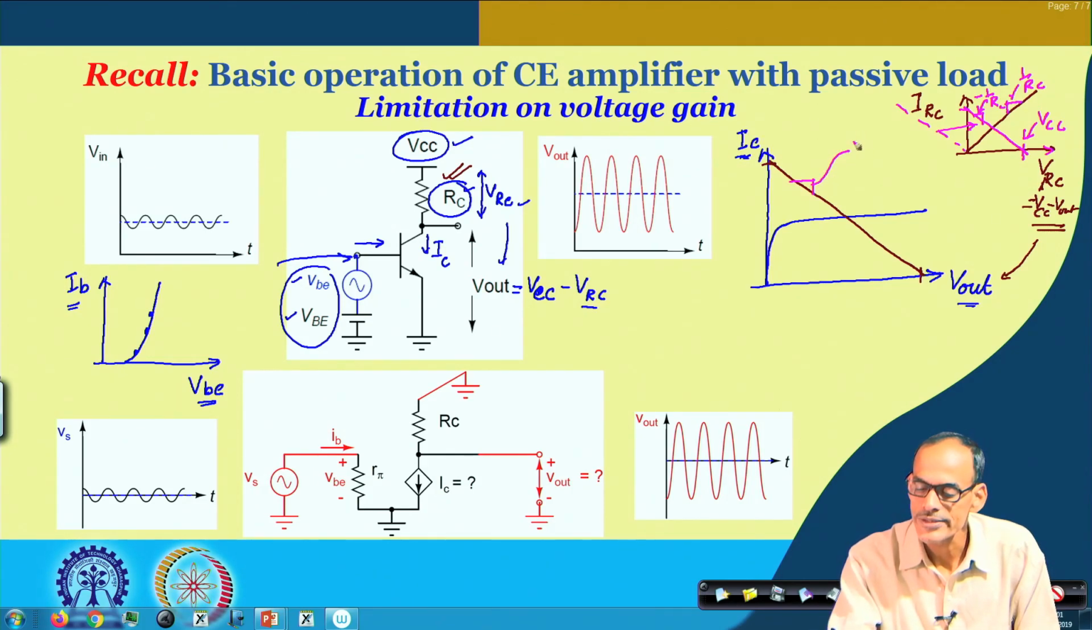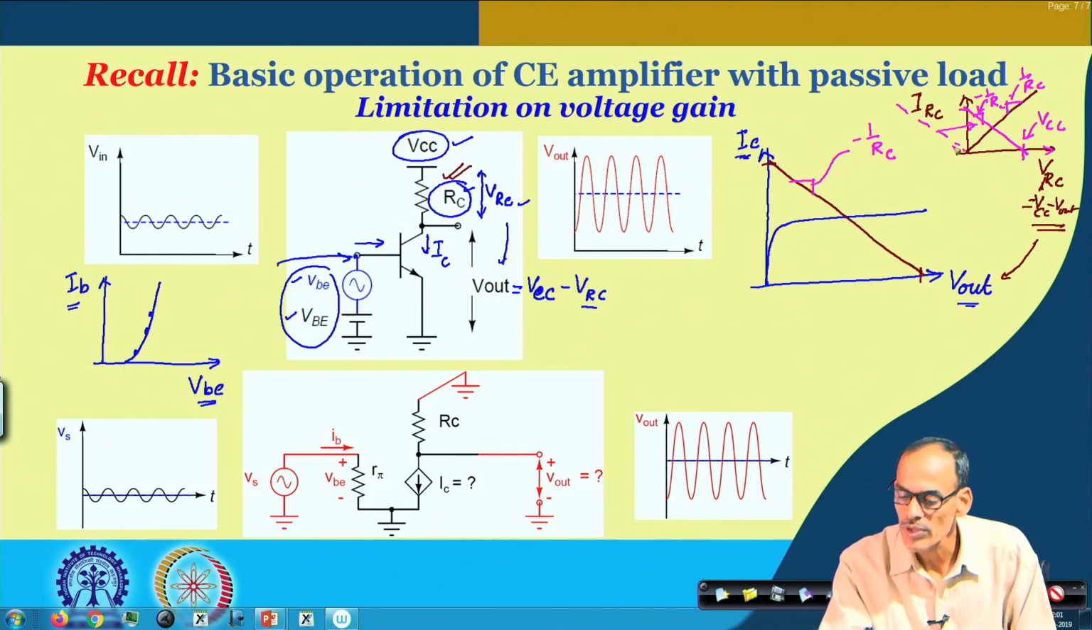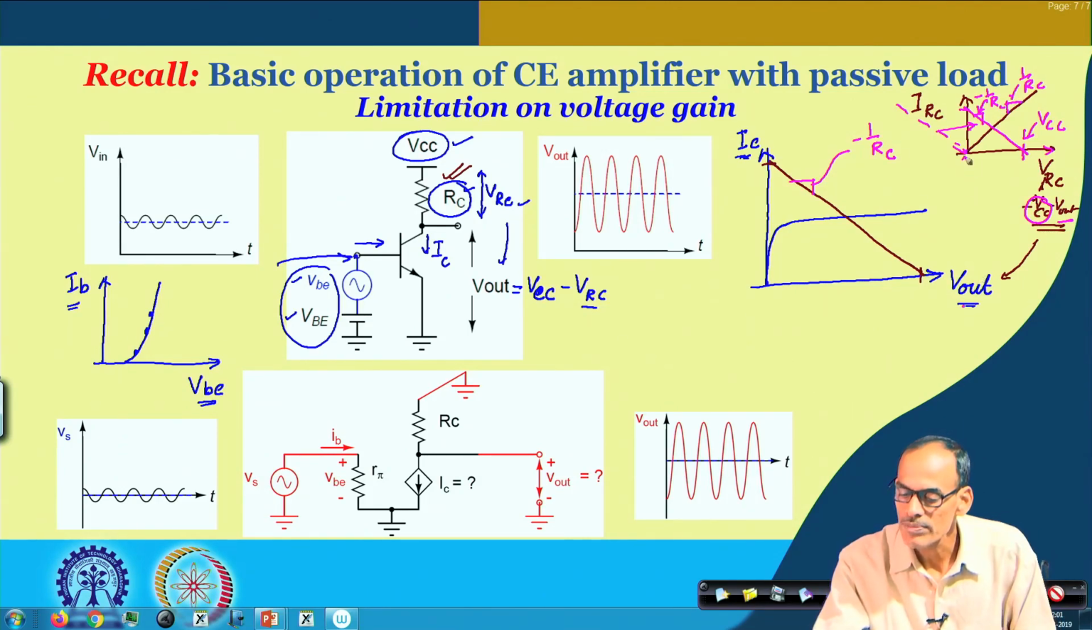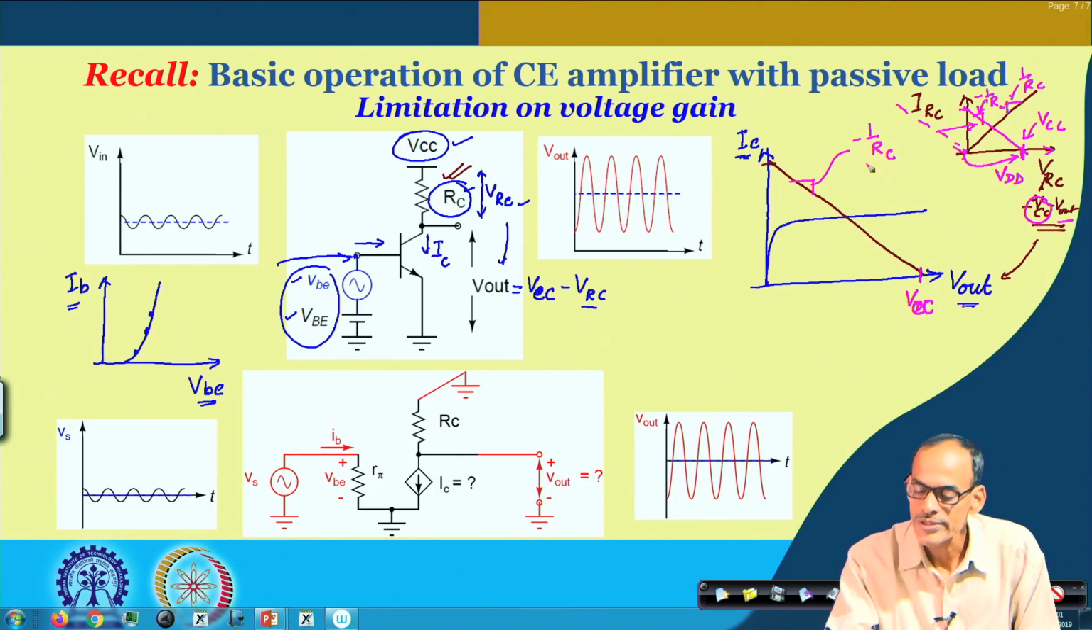So, the slope of this line is minus 1 by RC, and the shift we have done here, to get rid of this VCC part and match the Vout axis with this Vout axis, gives us this point of the load line characteristic, which is VCC. So, that gives one edge of the load line, VCC, and the slope is minus 1 by RC. That gives the other end of the load line, which is equal to VCC divided by RC.